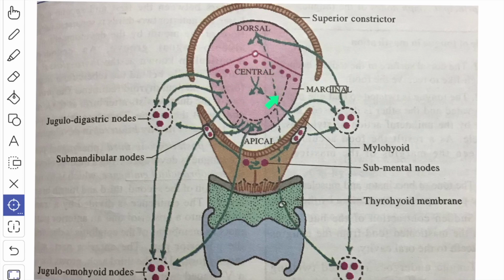Next we'll see about the central set. The vessels drain the dorsal surface of the anterior two-thirds of the tongue in front of the vallate papillae. They descend between the two genioglossus muscles with or without decussation and they terminate as follows. Most of the vessels terminate into the jugulodigastric nodes or jugulo-omohyoid nodes without piercing the mylohyoid muscle. A few vessels pierce the mylohyoid muscle and drain into the submandibular group of lymph nodes.